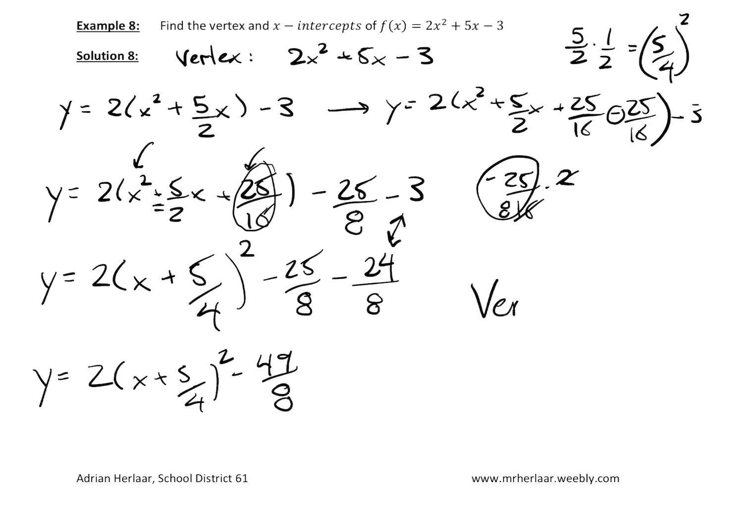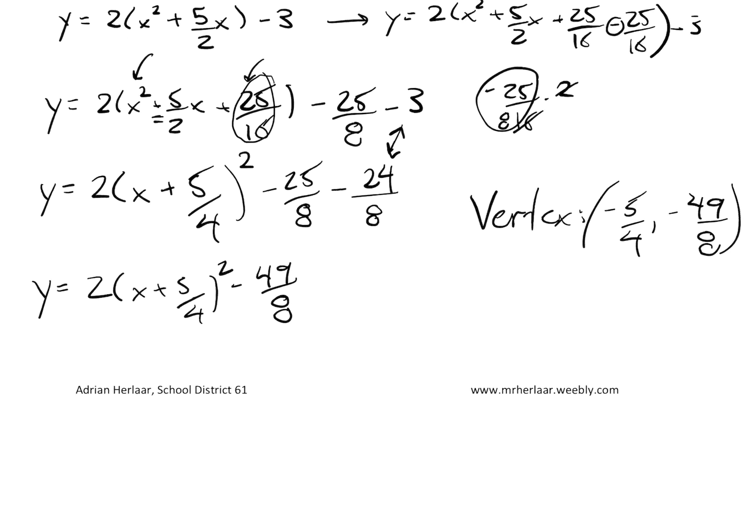So here, the vertex is not the most ideal vertex. It doesn't look fantastic. Negative 5 over 4 and negative 49 over 8. So that's your vertex. You know your a value as well. But now we've got to find our x-intercepts.